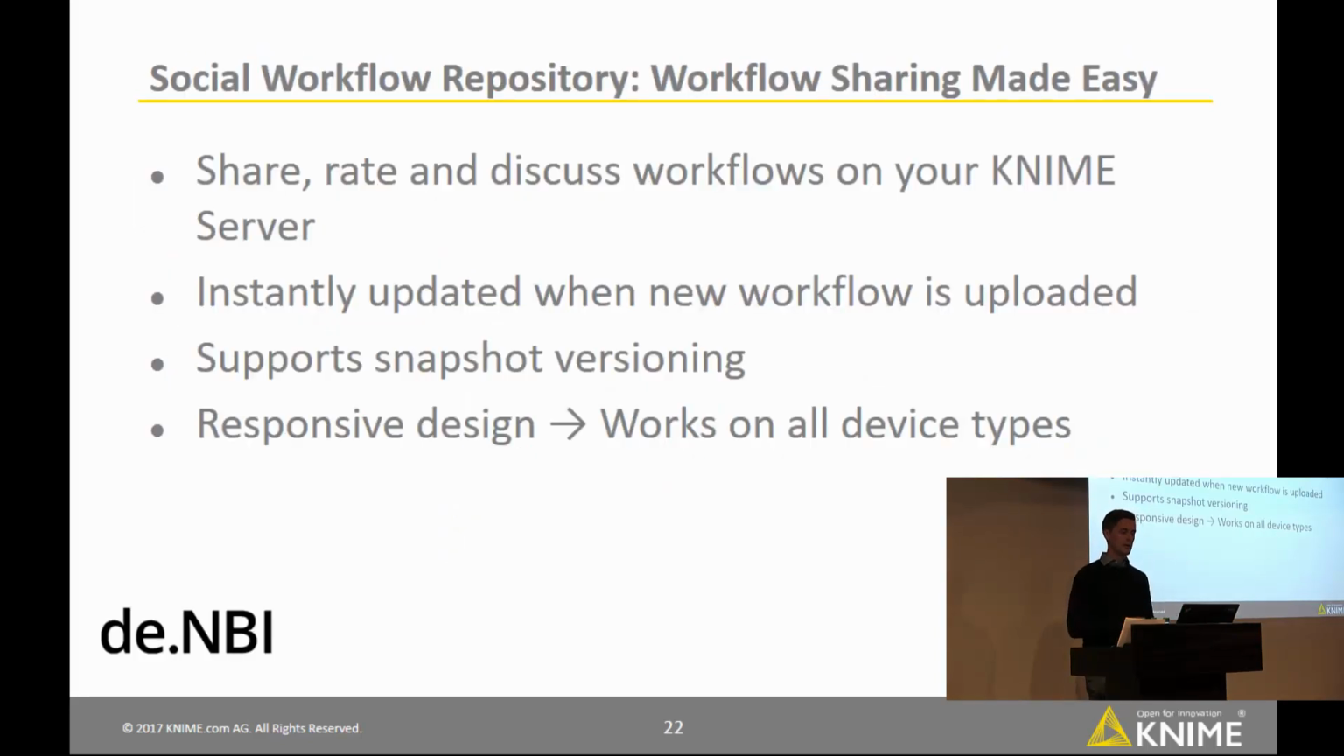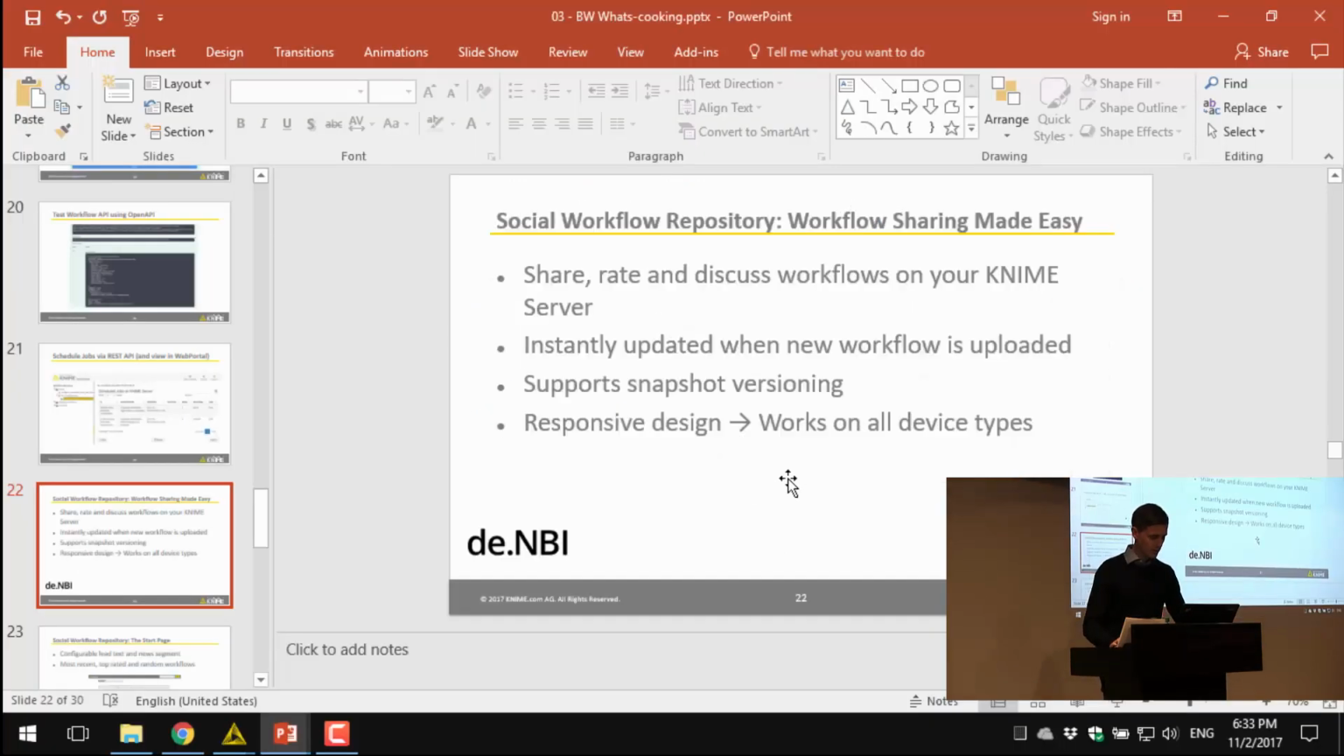The next thing that I think is really cool on the Knime server that we've been working on is a social workflow repository. We've already seen that it's pretty easy to share workflows just by uploading them to the server and letting your colleagues pull them down and reuse them. But what the social workflow repository does is it adds a way to rate those workflows, discuss them, see the results from the versions that you've created of the workflows, and view this information on all device types. So again, I want to demo this.